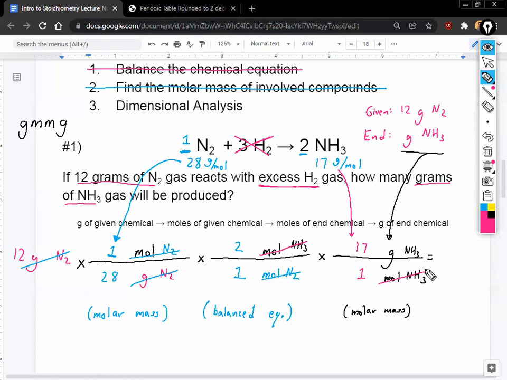So how is 17 the molar mass of NH3? Because when we went to the periodic table, remember nitrogen is 14, hydrogen is 1. So we just said 14 plus 1 plus 1 plus 1. And that's how we get the molar mass of NH3.